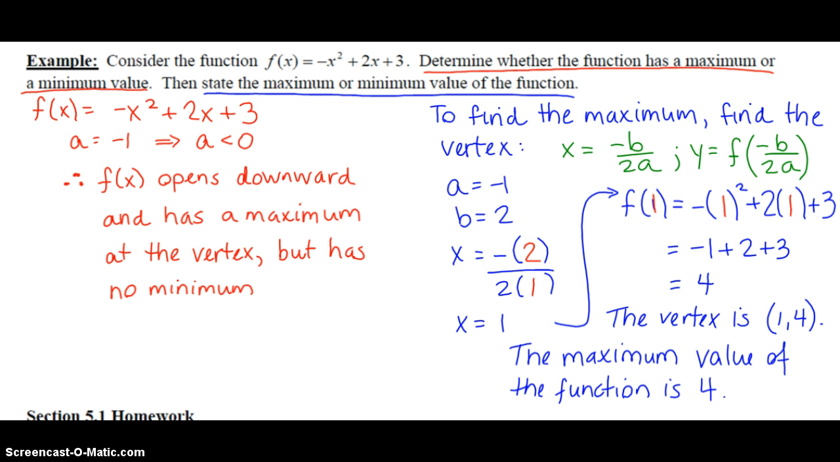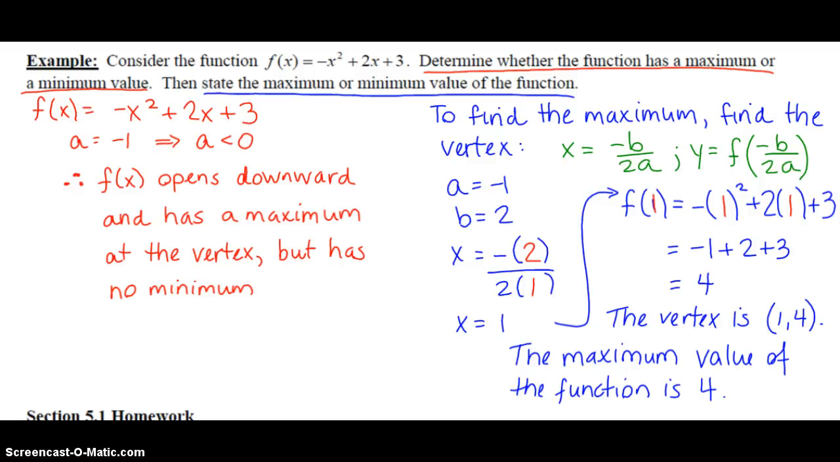Okay, so when we're finding whether or not the function has a maximum or minimum value, remember we're referring back to that value of a, the x squared term. In this case, the x squared coefficient is -1. A is -1. That's a negative number, so we know f of x is going to open downward. Since it opens downward, it's going to have a maximum value at the vertex, but it's going to have no minimum value. And to find the maximum, what we're going to do is find the vertex. It's always going to be the most extreme point on the parabola.